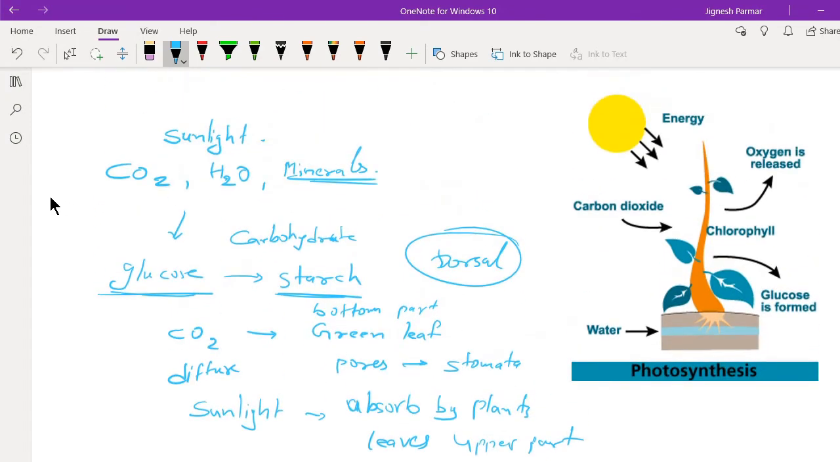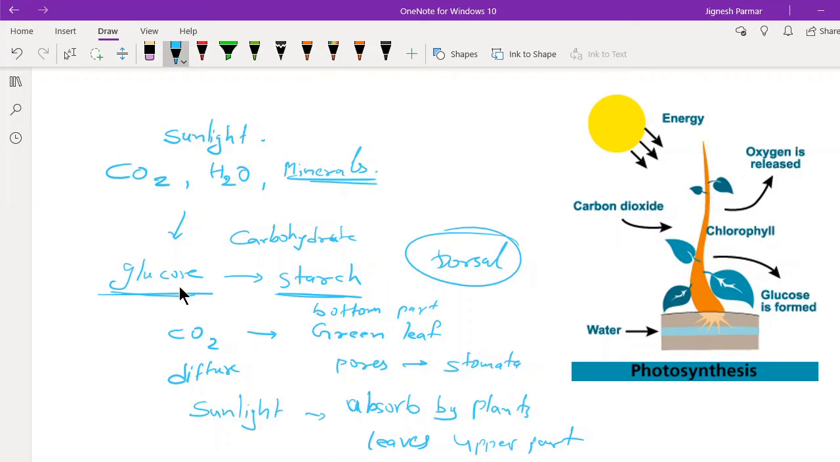In which part of the leaf will it happen? When you see a cross section of the leaf, you can come to know that there is one small part under the leaf that is called chlorophyll. This chlorophyll absorbs sunlight. This process takes place in three parts.